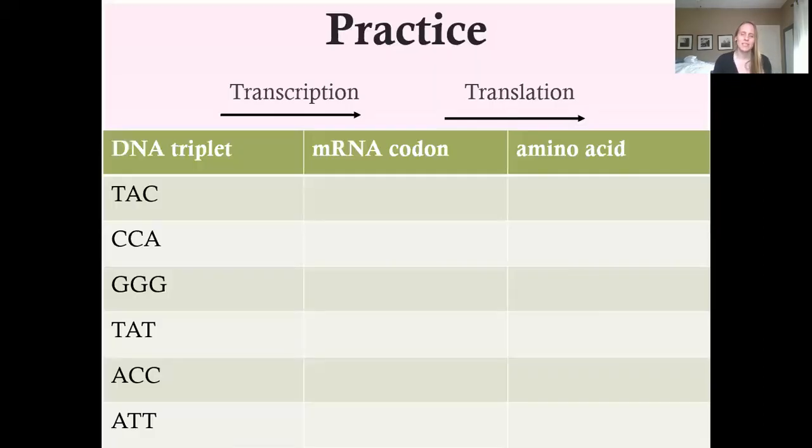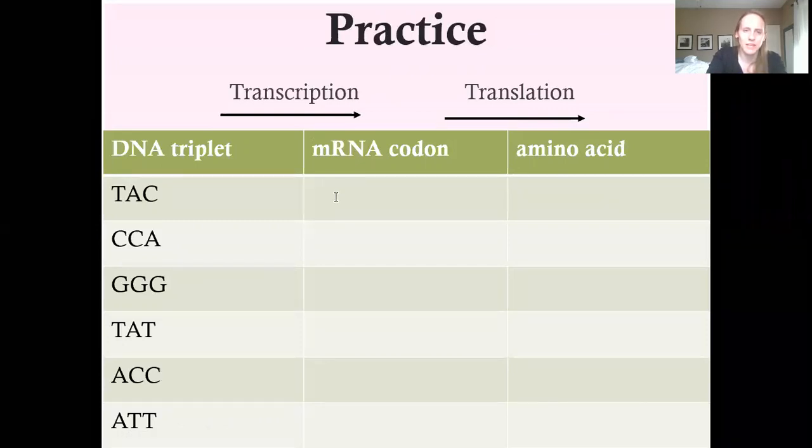With this, anytime you're going from a DNA triplet to an mRNA codon to the amino acid, what you're really doing is saying, okay, if the DNA triplet is TAC, then the mRNA must just be the complementary bases to that. So complementary to T is A, A is normally T, but with RNA we don't have T, so A is U, and then C is G. So that is the mRNA.